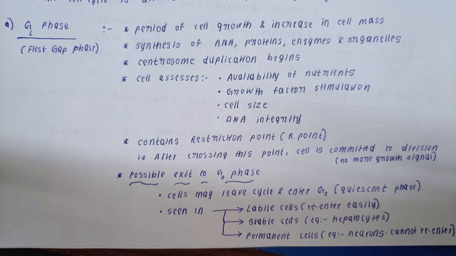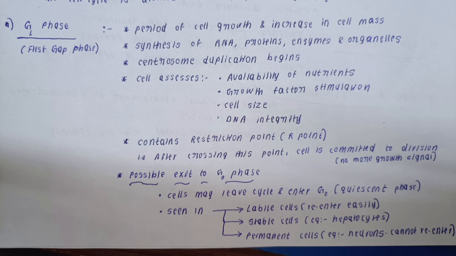Also during this phase, the cells can exit to the G0 phase, which you basically call the quiescent phase. You would have listened about this during your 11th or 12th, the quiescent phase, basically the resting phase. So some cells can re-enter from G0 to G1, and some cells may not.